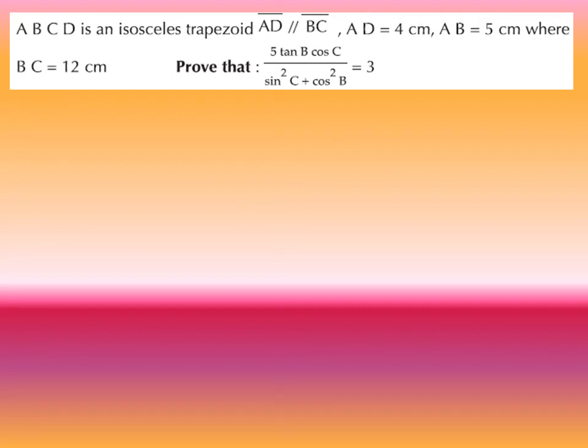ABCD is an isosceles trapezoid. Line segment AD is parallel to line segment BC. AD equals 4 centimeters and AB equals 5 centimeters, where BC equals 12 centimeters. Prove that 5 tan B cosine C over sine squared C plus cosine squared B equals 3.